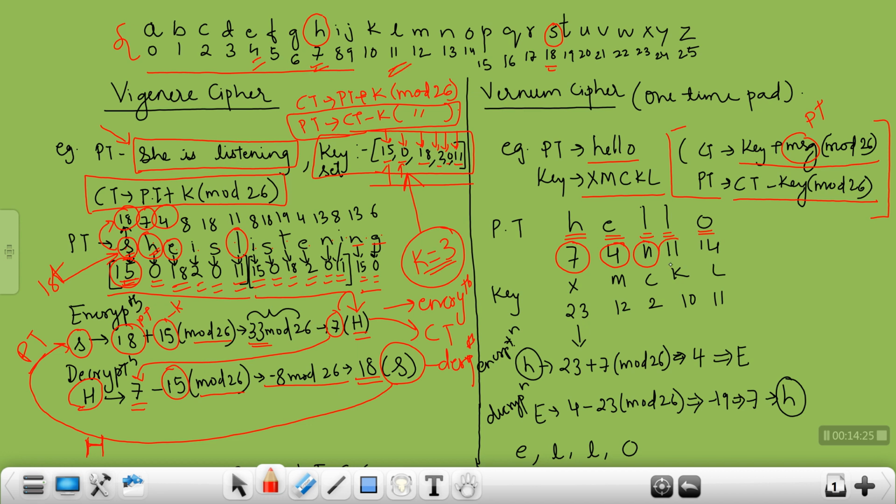Okay, similarly one more L is there, 11, and O is nothing but your 14. So I have taken the values. Now I will write the key. What is the key? Key is XMCKL.